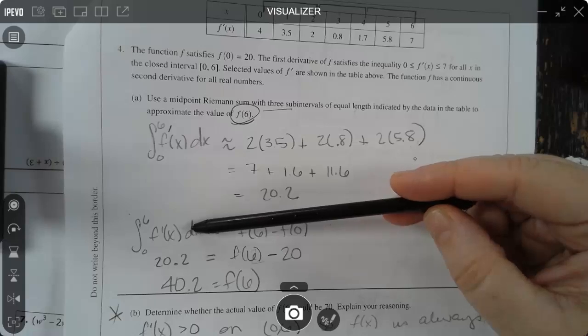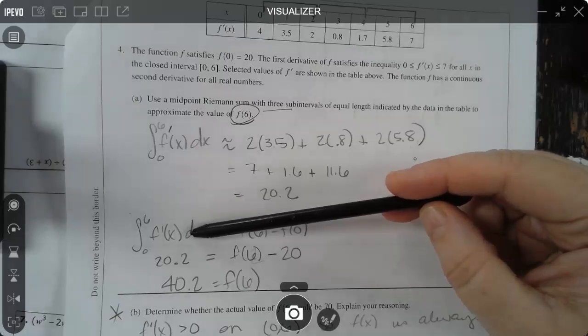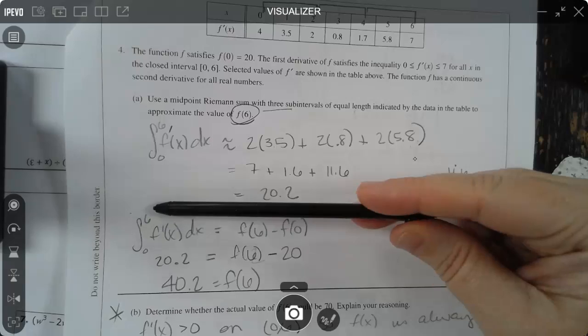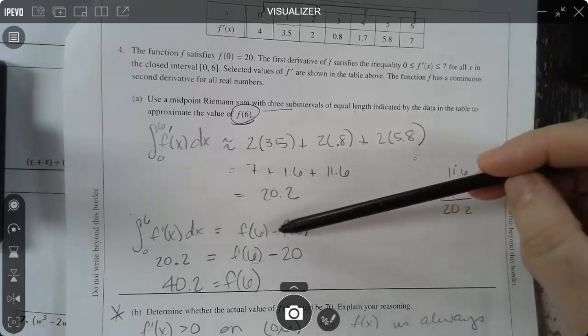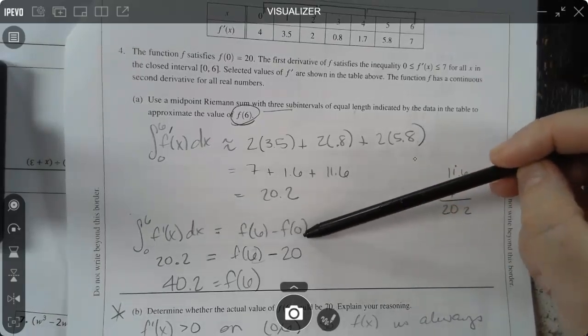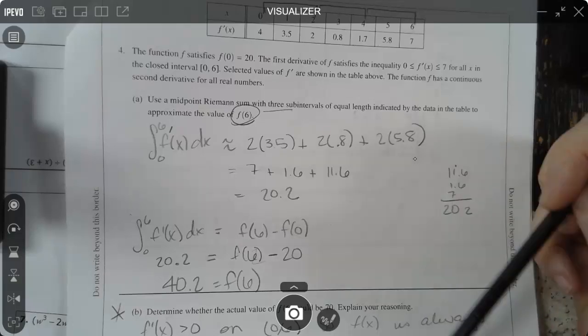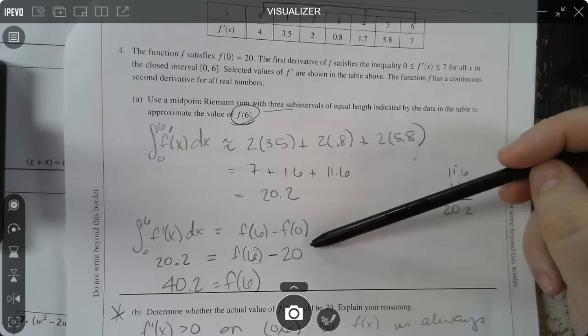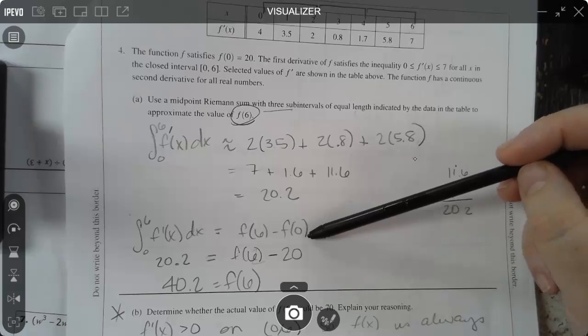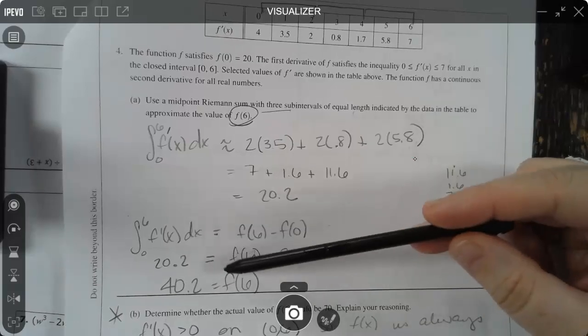You had to use the fundamental theorem of calculus here. So the integral from 0 to 6 of the derivative would be f of 6 minus f of 0. It's the fundamental theorem. Okay, I plugged in.